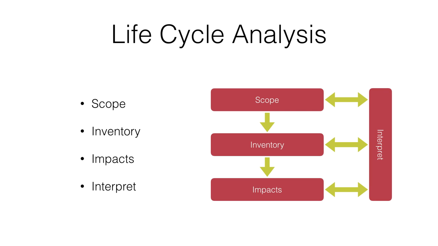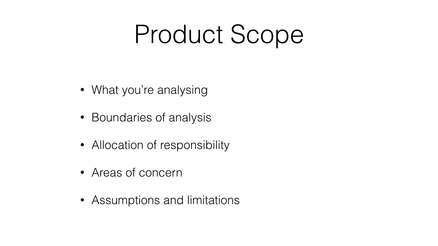So there's four steps in a life cycle analysis: scoping, taking inventory, analysing your impacts, and then interpreting. Within scoping, you really need to decide what exactly it is you're analysing, and the boundaries that you're going to include and what you're going to exclude. The allocation of responsibility is really tricky, because there's a lot of responsibility to go around, and deciding what is yours and what is someone else's is hard. Then the different areas of concern, like energy, toxins, things like that, and any assumptions and limitations that you are going to make, because you are going to be making them.